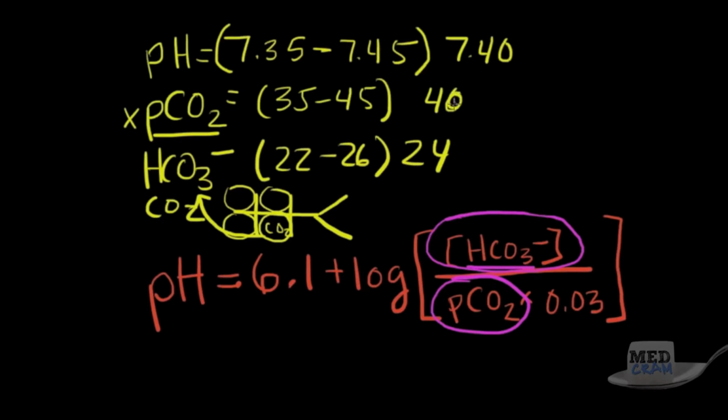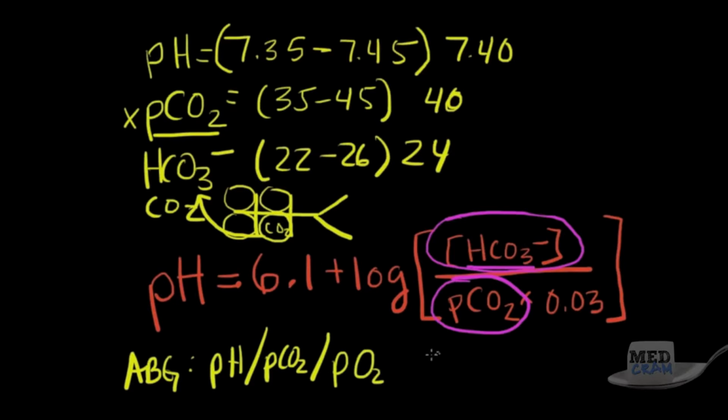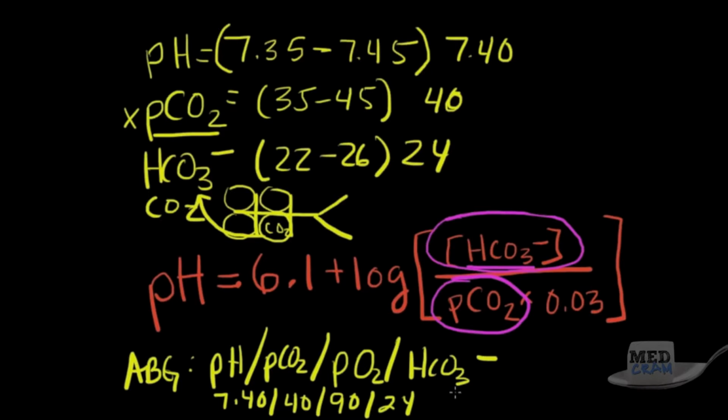Okay. The other thing that you'll see is a blood gas. Sometimes you'll see an ABG, and the form for that is you'll have the pH listed first, then you'll have the PCO2 second, and the PO2 third, and then you'll finally have the bicarbonate last. So a normal would be, for instance, 7.40/40/90/24. That would be a normal blood gas.